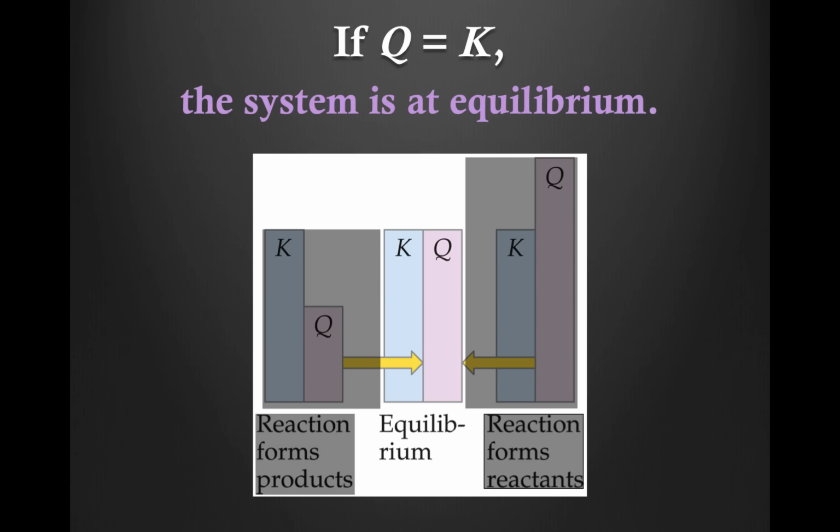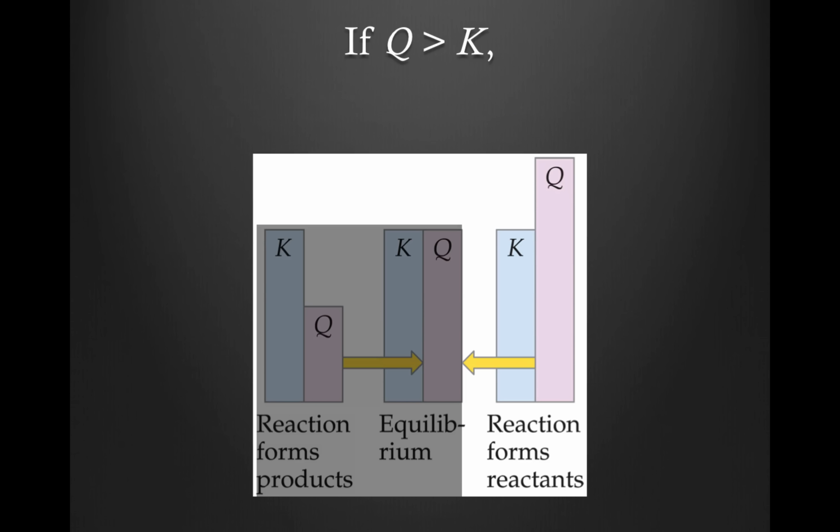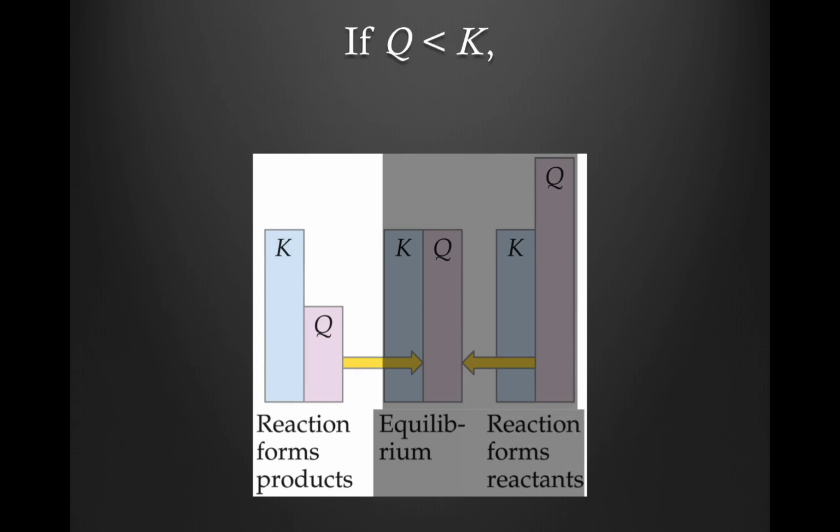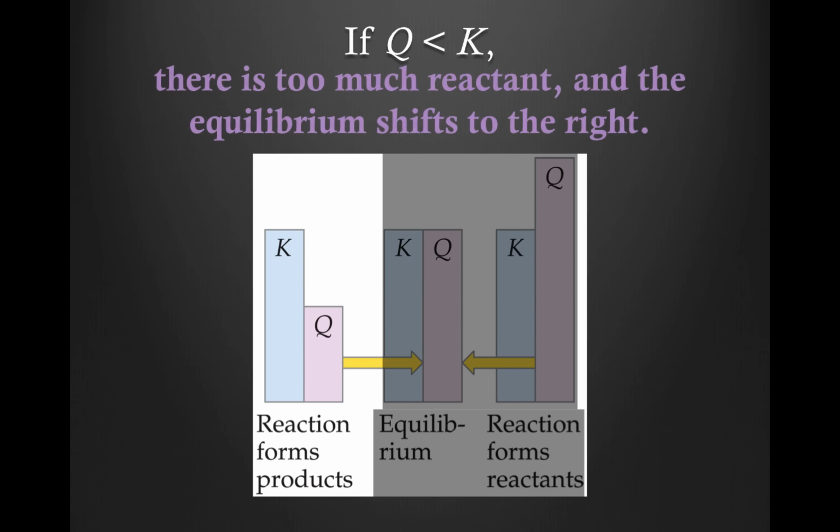If Q equals KEQ, the system is at equilibrium. If Q is greater than KEQ, that means there is too much product and the equilibrium shifts to the left in order to establish equilibrium. And if Q is less than KEQ, there is too much reactant and the equilibrium shifts to the right. The reaction shifts to the right to establish equilibrium.